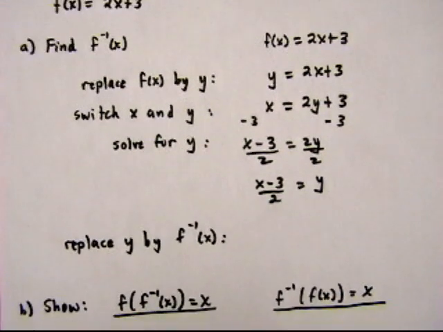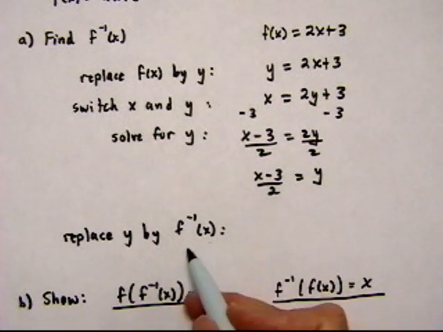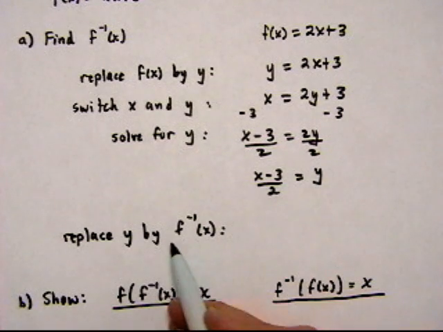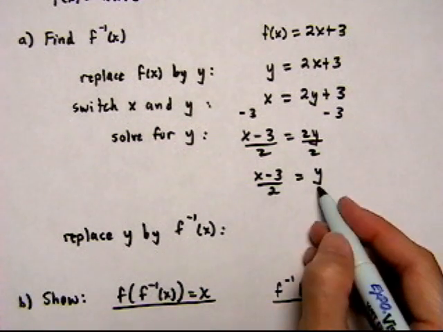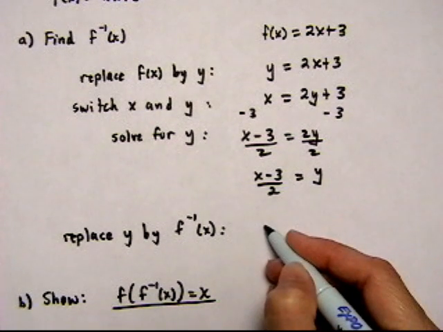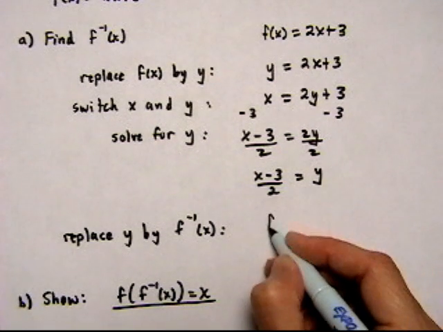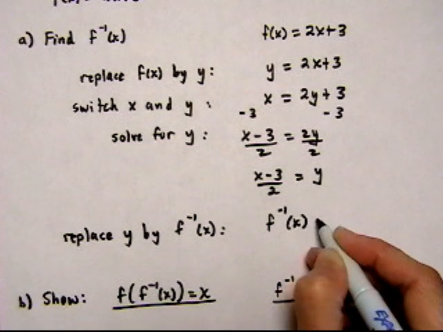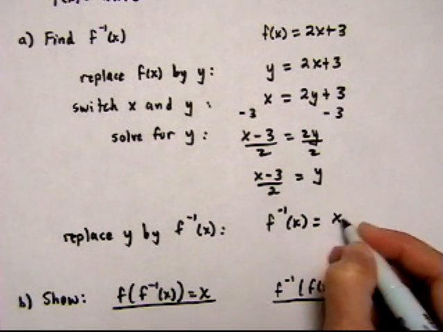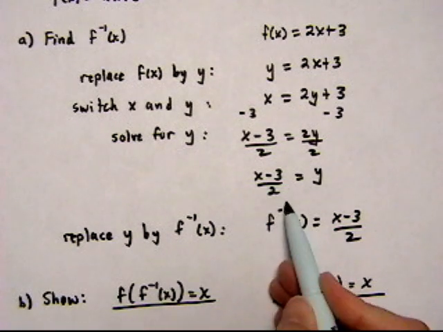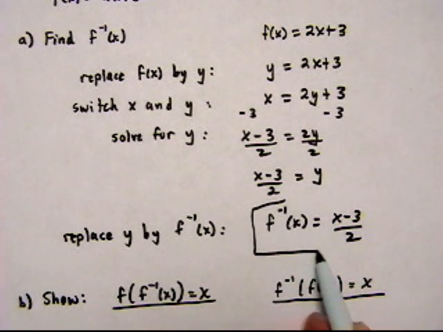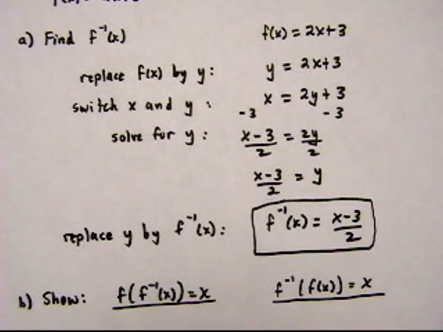And the last step for getting the inverse is now just to replace this y by the inverse notation, f negative 1, or f inverse. And I'm going to write it on the left side instead of on the right side here. So f inverse of x is equal to x minus 3 over 2. So here to here we're just doing a notation change, and that's it. And there is the inverse function of f of x.